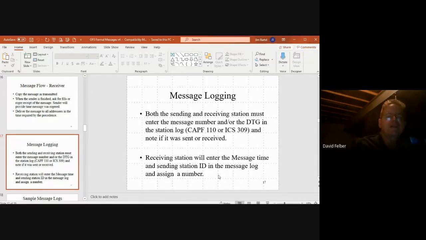So whenever I receive a message, usually the only formal message I receive is the intercom message each week. So I have the message number the sending station used when they sent it, and then I assign my own message number to it when I receive it, because I will probably retransmit it on one of our VHF nets later that day.